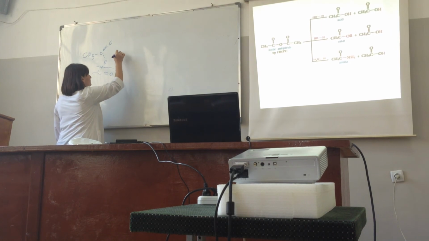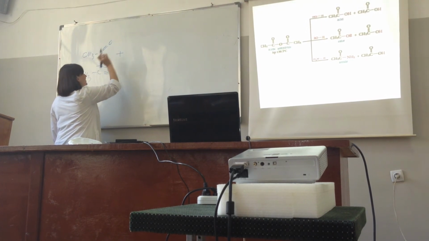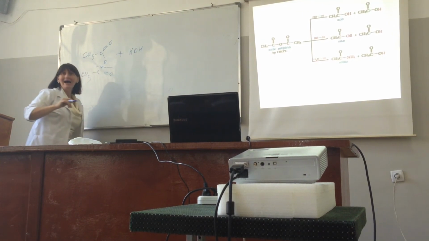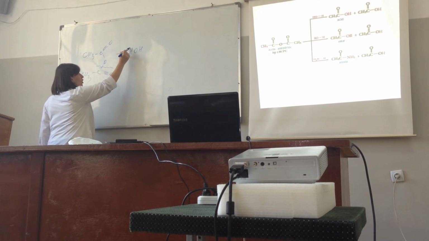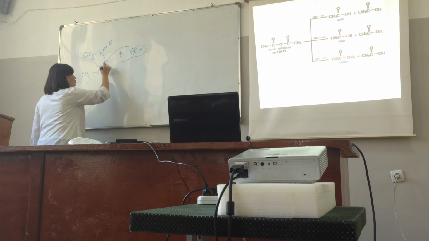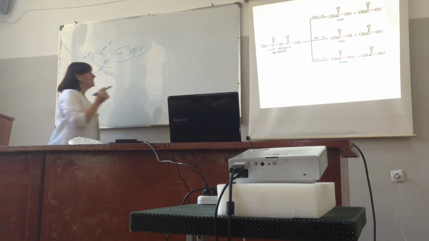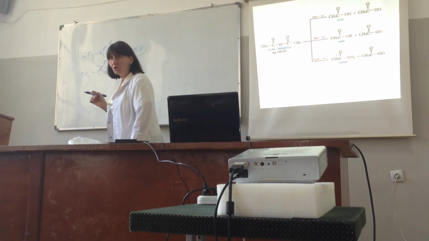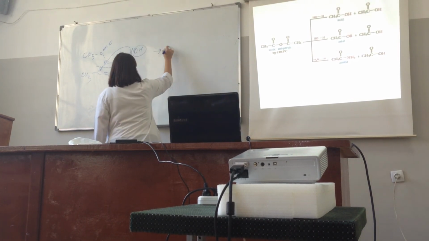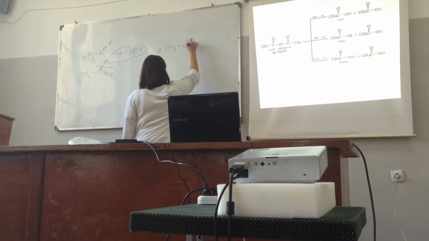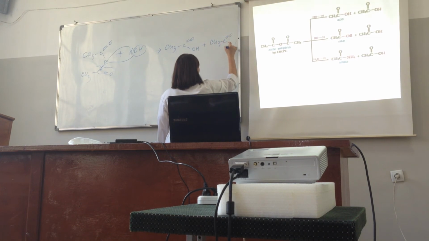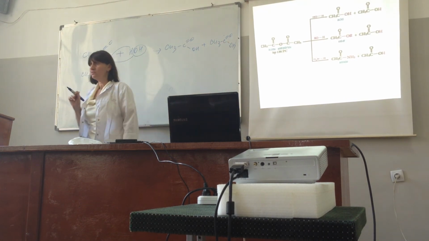So, plus HOH, so hydrolysis. H goes to the leaving group's oxygen. The other part goes to the leaving group's carbon. So finally, you're going to get 2 molecules of acetic acid, yeah? So here you get CH3COOH plus CH3COOH. This is your one reaction.